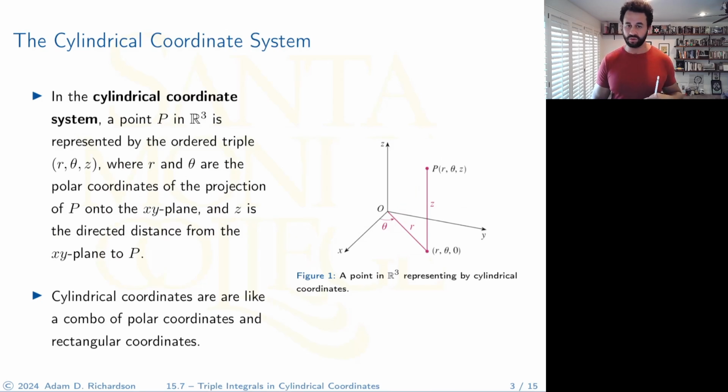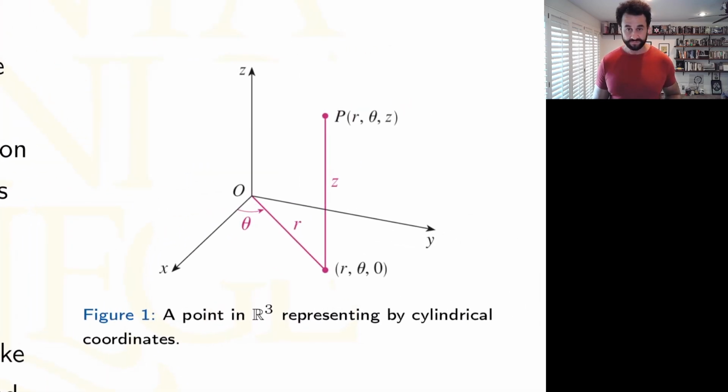So in the cylindrical coordinate system, a point P in three-dimensional space is represented by an ordered triple r, theta, z, where r and theta are the polar coordinates of the projection of the point P onto the xy plane, and z is the directed distance from the xy plane to the point P. All right, so let me zoom in on this for just a moment.